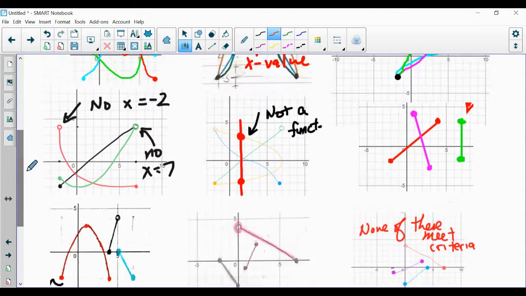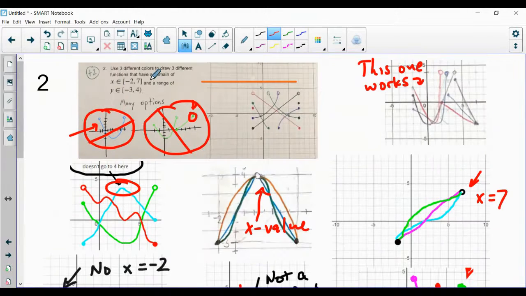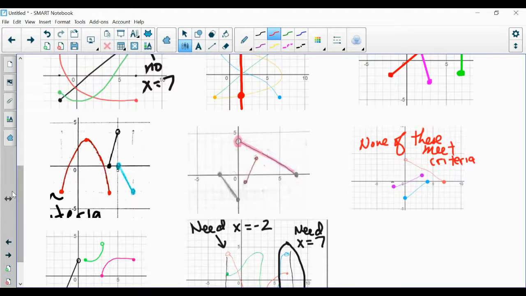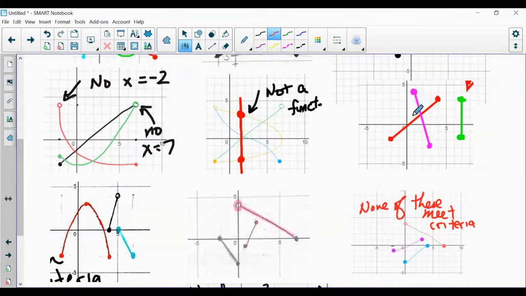And then we had a lot of people thinking things like this, where we can just draw 3 lines and think that it all combines to be 1. Well, when it asks for 3 different functions, if you draw 3 things and they combine to be 1 thing, that's actually 1 function. So this wouldn't even be a function if we were treating it like there were 3 of them, or if it was 1 function, because it doesn't pass the vertical line test.